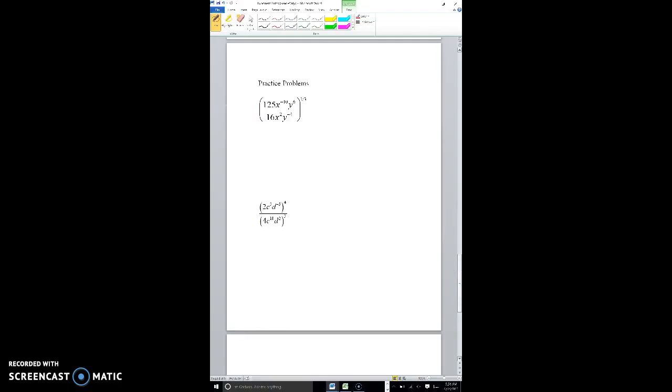Okay, here's some practice problems. It would be really good for you to pause right now and try these on your own, and then see if you get the answers right. I'll just do them out. Okay, so problem 1, 1/3 power is cube root.